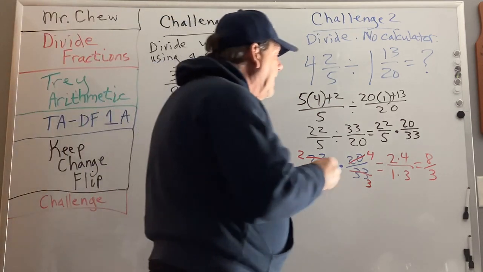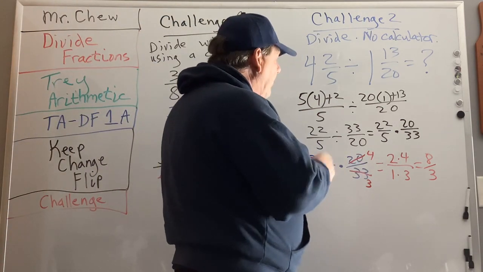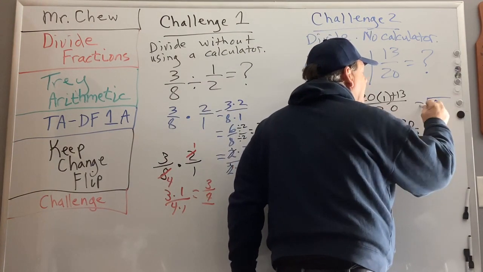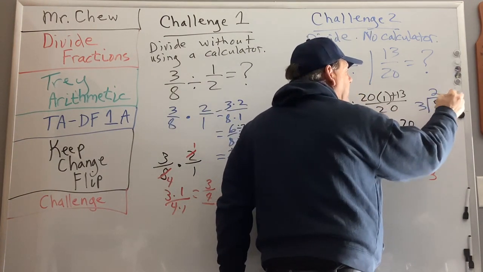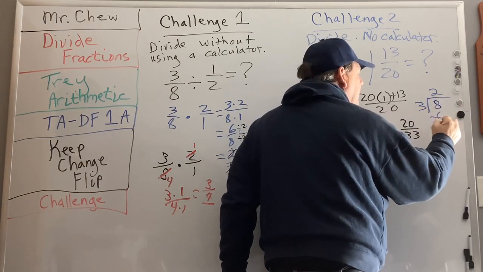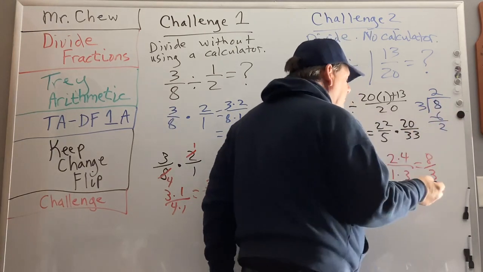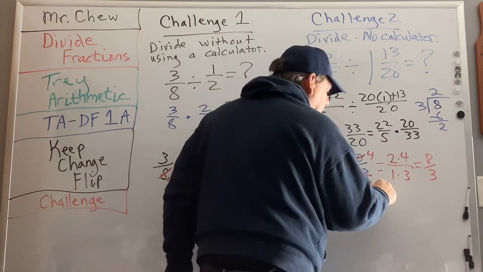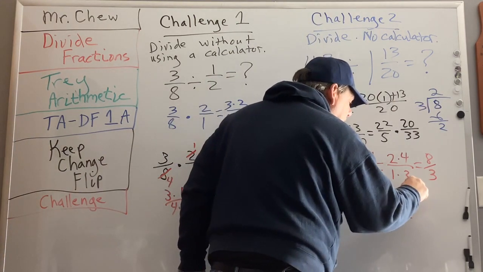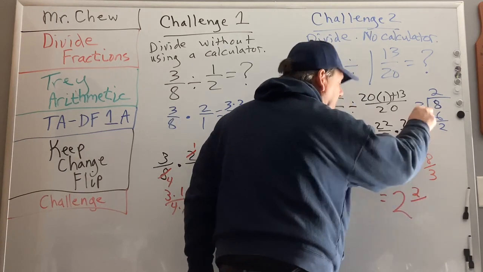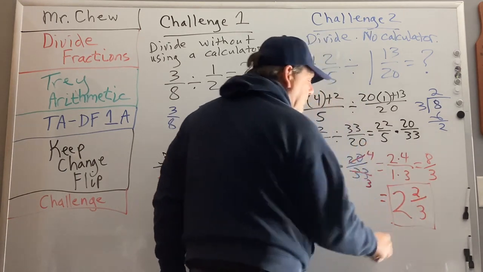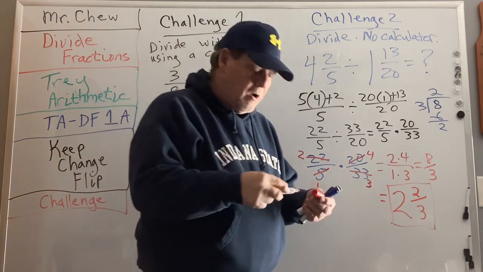Now, if it's 8/3, how do I reduce that now? That ends up being 8 divided by 3. So I take my 8 and divide it by 3. 3 goes into 8 2 times. 2 times 3 is 6. I have a remainder of 2. So my answer ends up being 2. The remainder is 2 over the divisor of 3. 2 and 2/3. How'd you do?